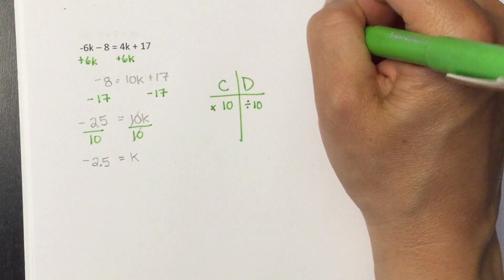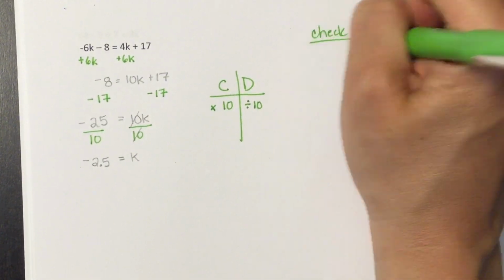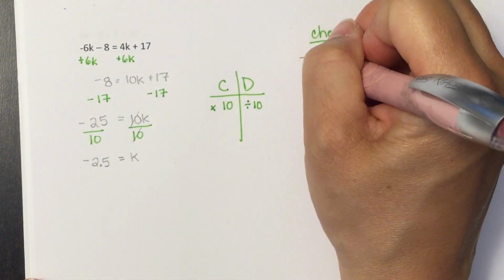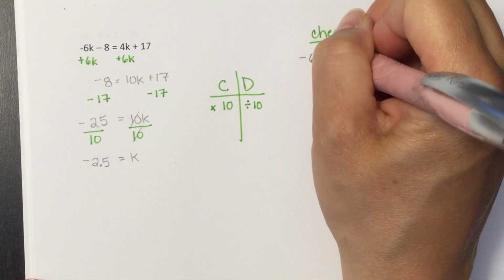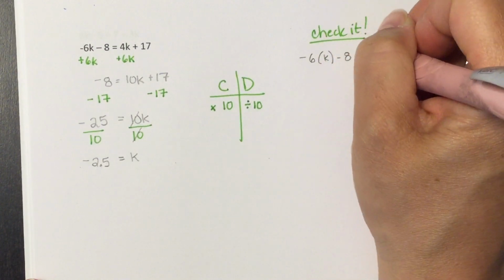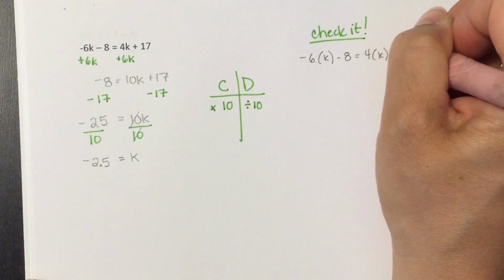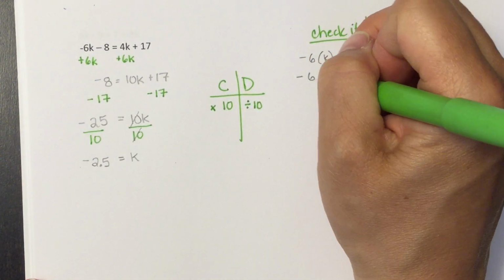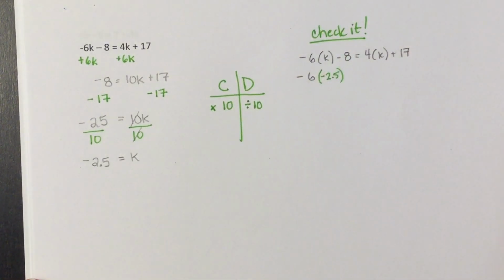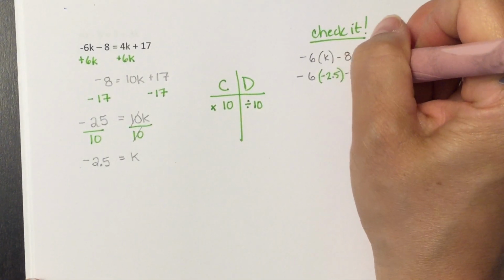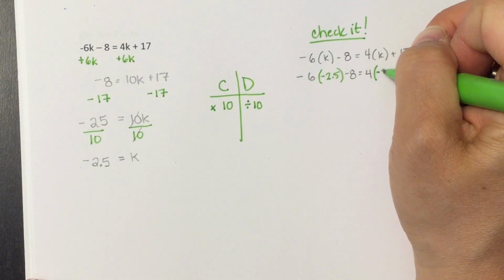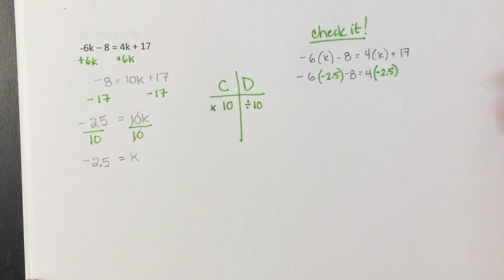Then let's check to make sure we got it right. Using my original equation, I have minus 6k minus 8 equals 4 times k plus 17. Now I'll replace the k's with negative 2.5. I changed the color just for you so you can see what I'm replacing it with. You don't have to do that. That's just an added visual to help you out.